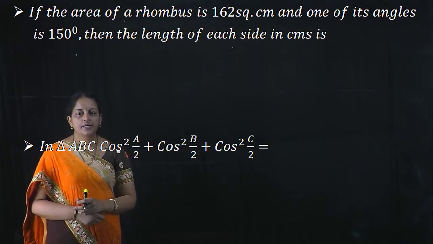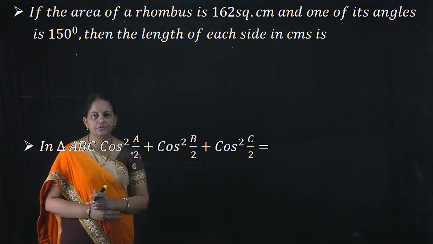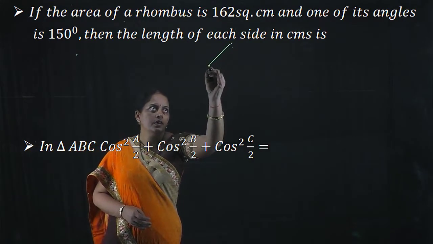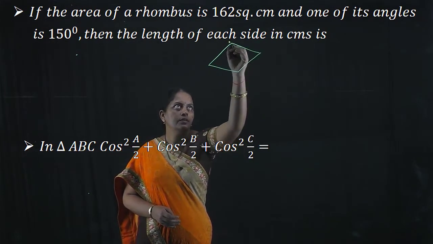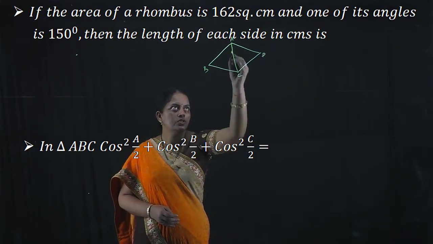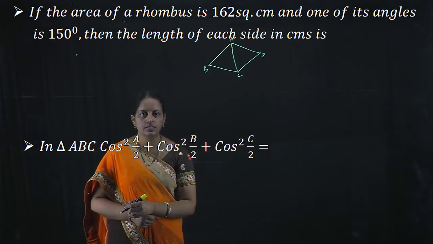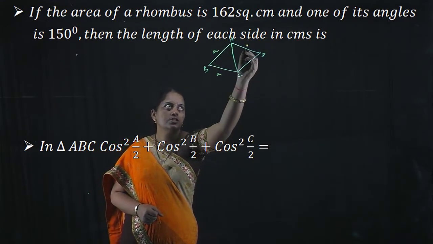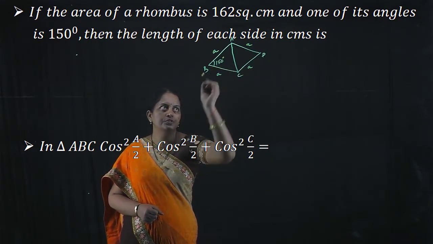Next question is: if the area of a rhombus is 162 square centimeters and one of its angles is 150 degrees, then find the length of each side in centimeters. Consider a rhombus ABCD. Draw a line. So now ABC is a triangle. We are given that the area of the rhombus is 162 square centimeters. Let each side of the rhombus be small a and one of the angles be equal to 150 degrees.